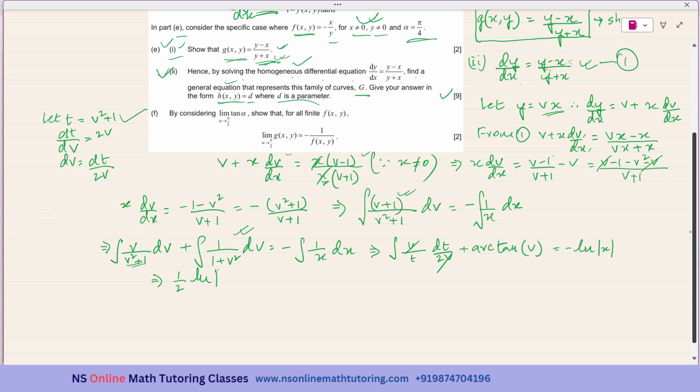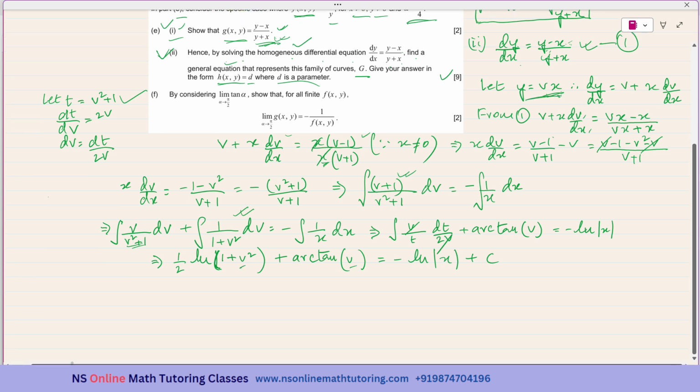So I can write 1 plus v square without the modulus, the absolute value notation, because v square will be a positive number and 1 plus v square is positive. So I can ignore the magnitude, the absolute value notation, and then I can plus arctan of v equal to negative ln of x plus c. This time I am writing the c.